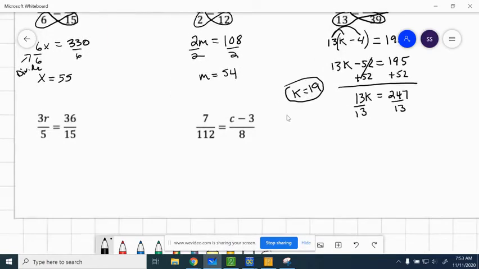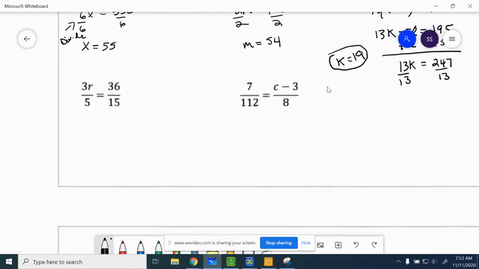All right, moving on. Let's take a look at this example. This example is not as difficult. We don't have to do any distributing, so we're going to cross multiply first. So 5 times 36, that is 180, is equal to 3r times 15, which is 45r. Now we just need to divide by 45 on both sides, and we're left with r equal to 4.